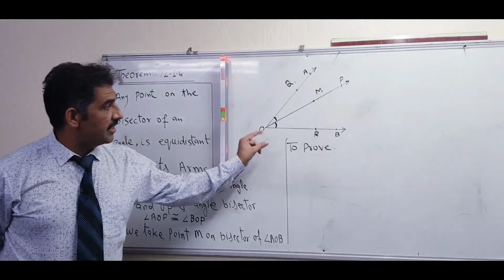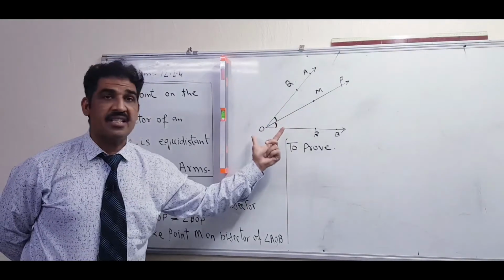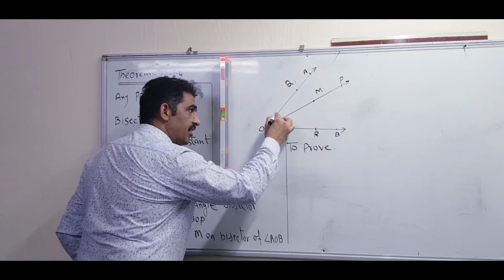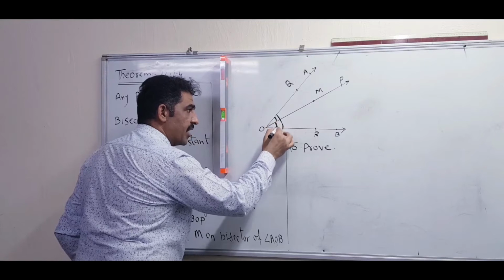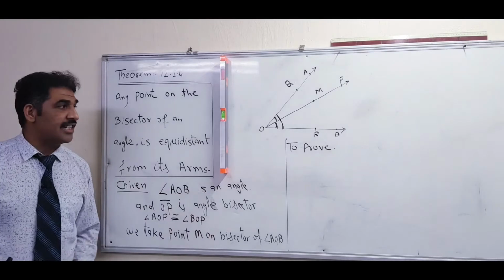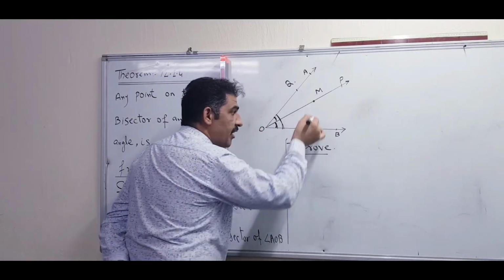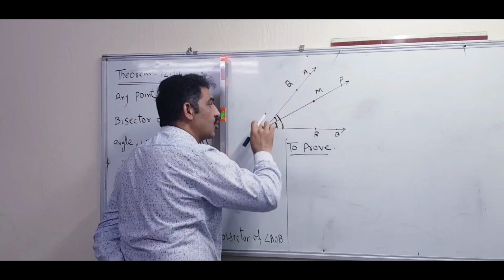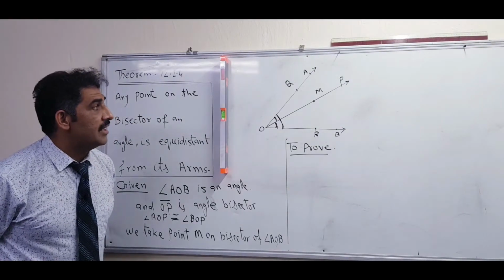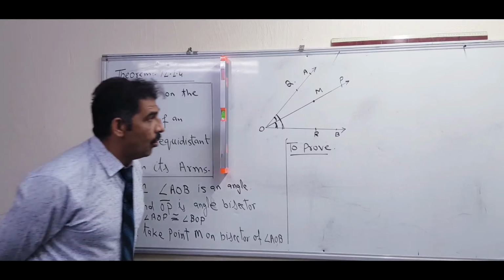So the line segments OA and OB are the arms of the angle, OP is the angle bisector, and this angle is divided into two equal parts. One part is this one, second part is this one. After that, the given statement I have already written. So to prove, we have to prove that this point is equidistant from OB and also OA. So you have to write that M is equidistant from OA and OB.